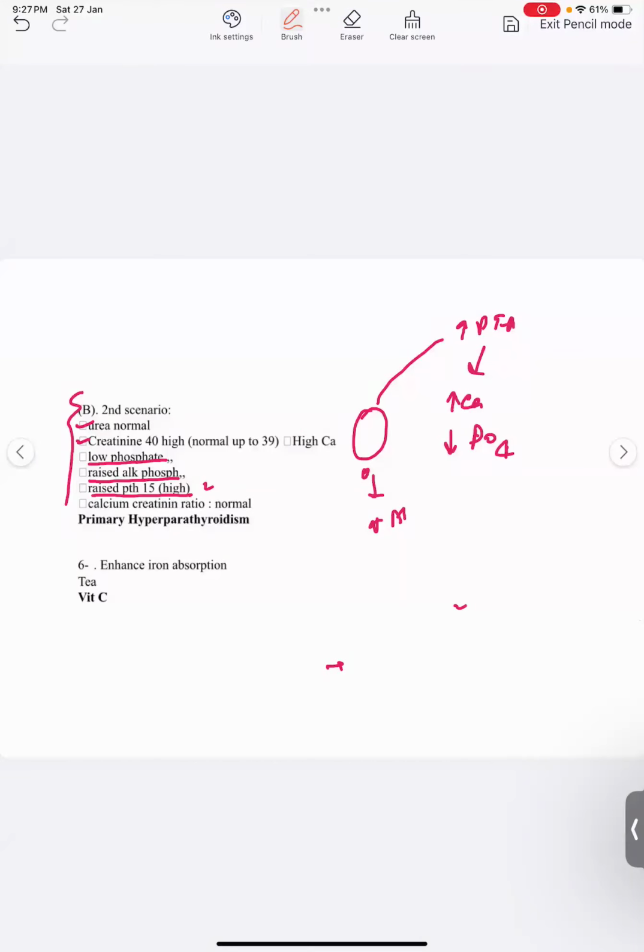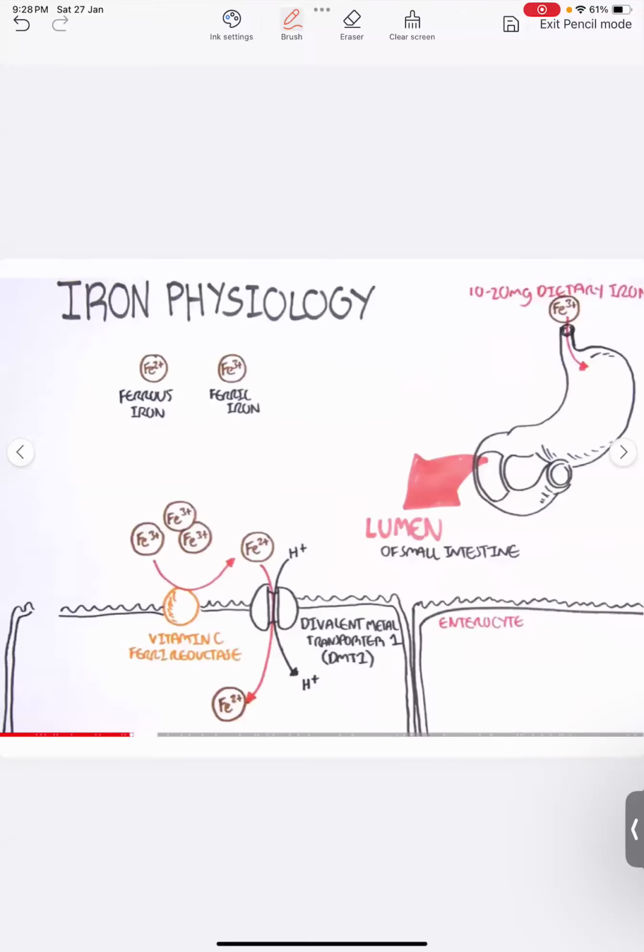Okay. So the next question, enhance the iron absorption. Tea, definitely not. It is going to decrease iron. Vitamin C, yes. How is it going to increase? See here. This is again the iron physiology. Iron that I have taken was in the ferric form. It is going to my enterocyte. And see here what we have read before, there is the divalent metal transporter which is going to bring the ferrous form into the enterocyte. But how is it going to convert? This is your vitamin C, ferrireductase.